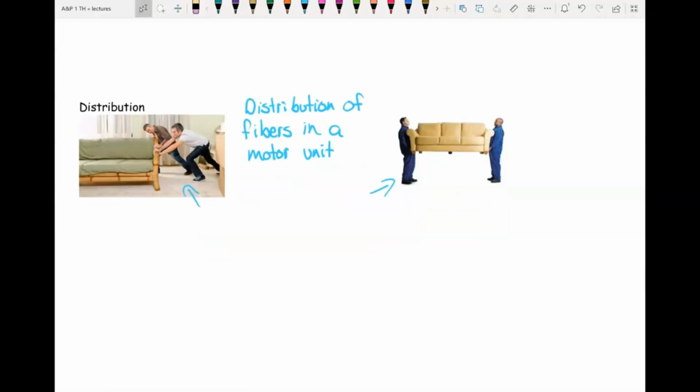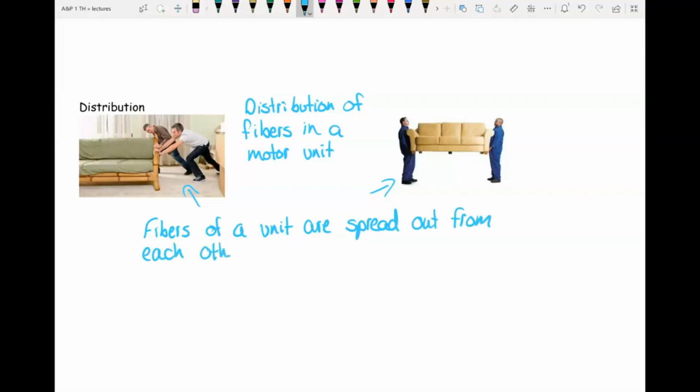So the distribution of the fibers in a motor unit is that the fibers of a unit are spread out from each other. That way, when those fibers contract, you get an even distribution of the force.